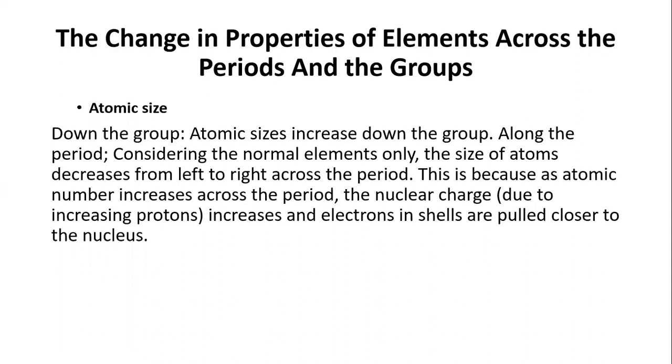Now, along the period, considering the normal elements only, the size of atoms decreases from left to right. This is because the atomic number increases across the period. The nuclear charge, due to the increasing protons, increases, and the electrons in the shells are pulled closer to the nucleus. So that's about the atomic size.